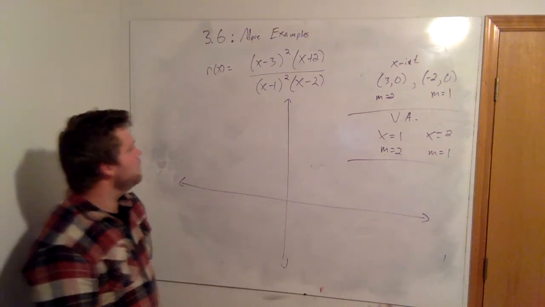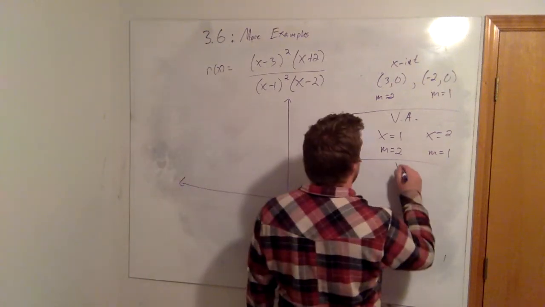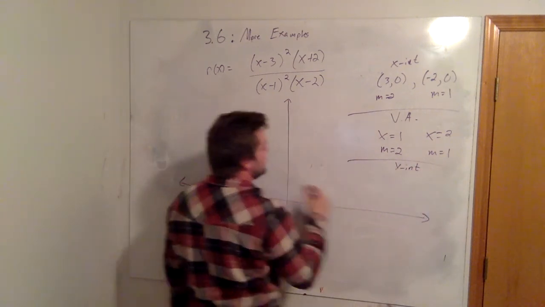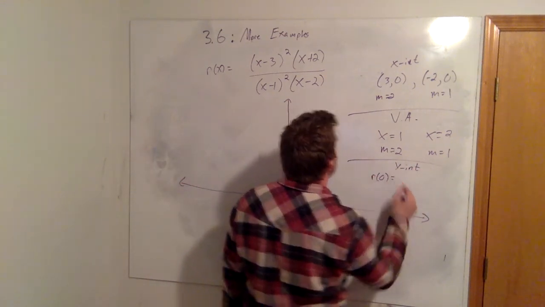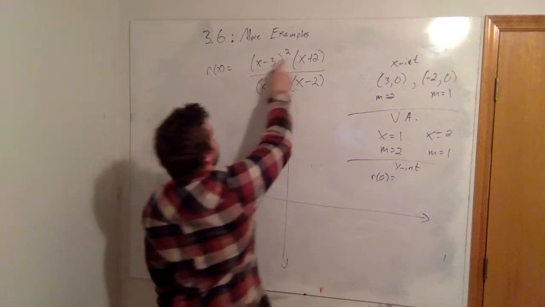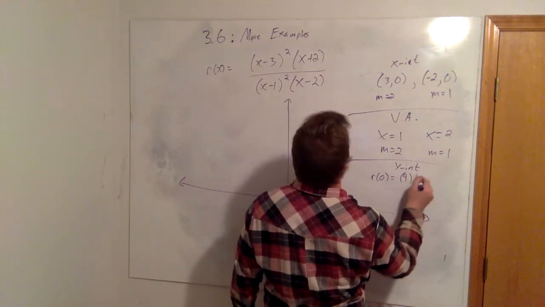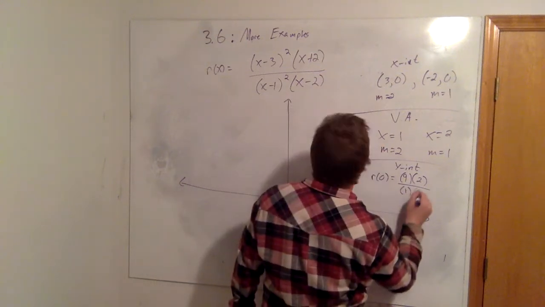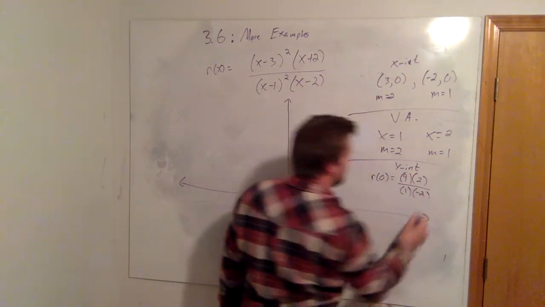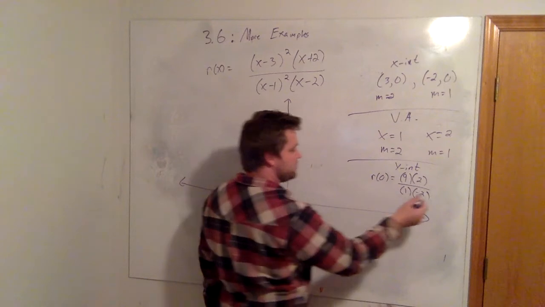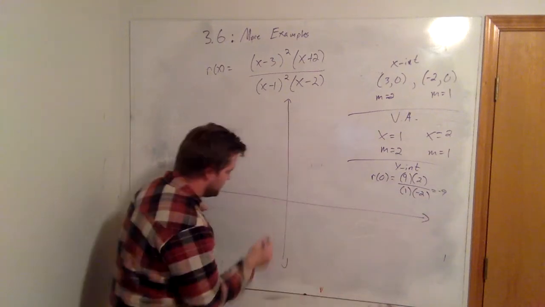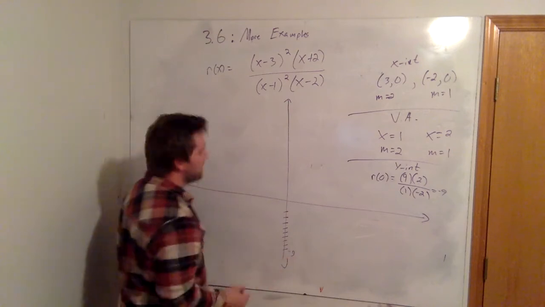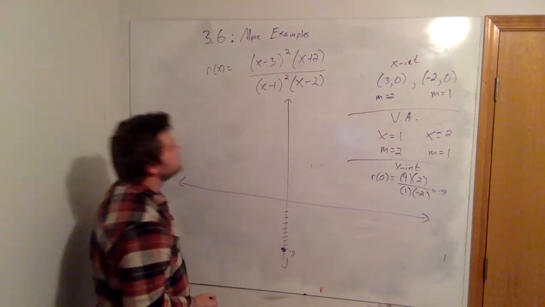Okay, what else do we know? How about the y-intercept? What happens if I plug in 0? If I plug in 0, r of 0, I'm going to get (-3)², so a 9, times a 2, all over (-1)², so a 1, times a -2. The 2's cancel. I believe I'll be left with a -9. Okay, let's mark that. -9, graph crosses here.